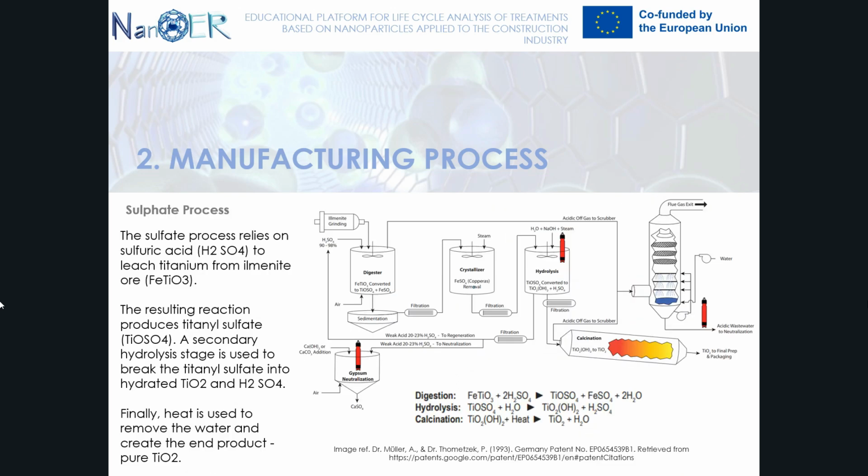The sulfate process relies on sulfuric acid to leach titanium from ilmenite ore. The resulting reaction produces titanyl sulfate. A secondary hydrolysis stage is used to break the titanyl sulfate into hydrated TiO2 and H2SO4. Finally, heat is used to remove the water and create the end product, pure TiO2. The reactions are shown for each phase.